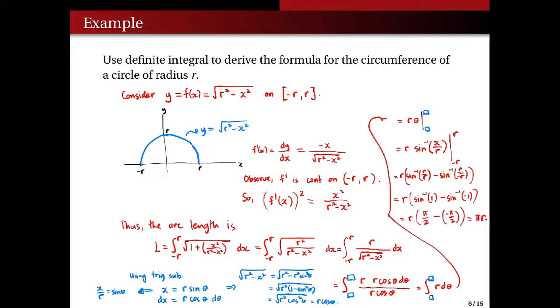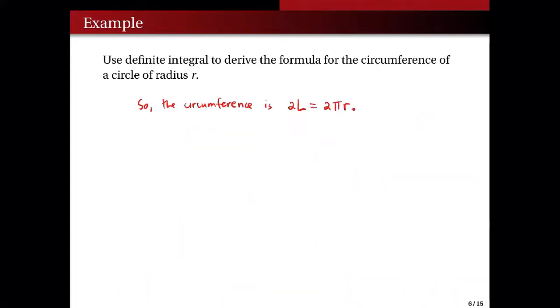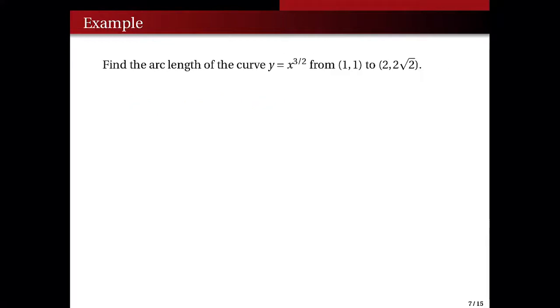Let's go to our next problem. Find the arc length of the curve y equals x raised to 3 halves from the point (1, 1) to the point (2, 2 square root of 2).